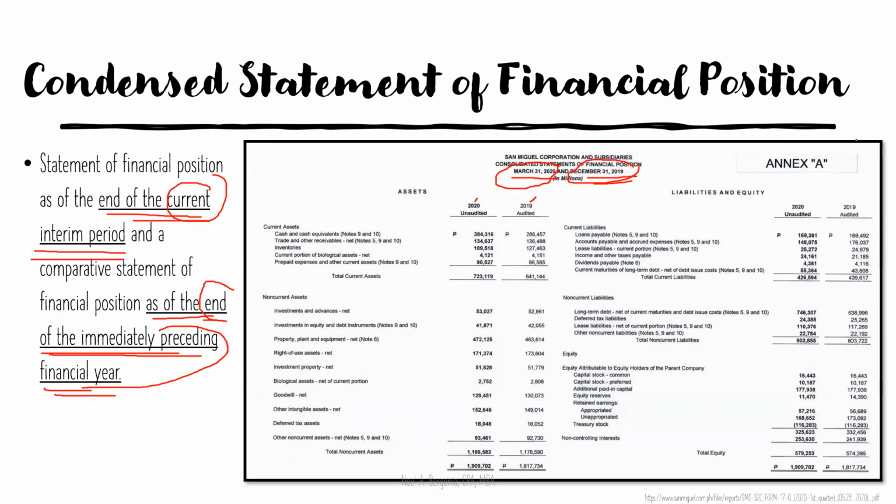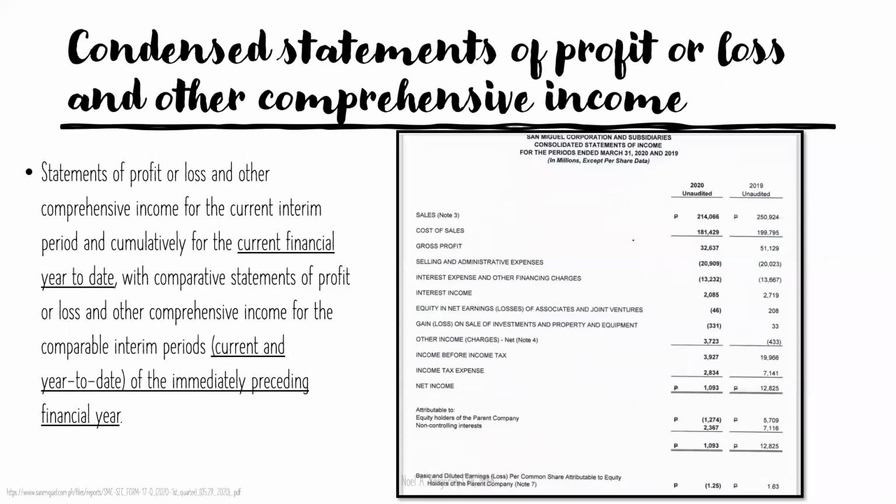By the way, this Annex A is coming from their reported SEC 17Q, okay, in the year 2020, no, March 31. Okay, so are we clear on that? All right, very good. Again, if you have questions, please let me know. Okay. So next would be the statement of profit or loss and other comprehensive income. Okay, so or technically the statement of comprehensive income.